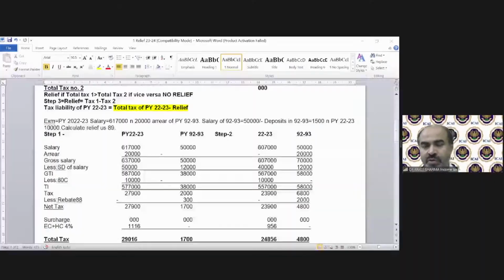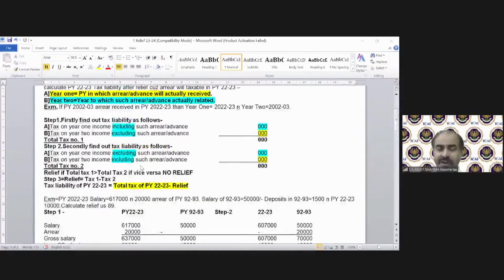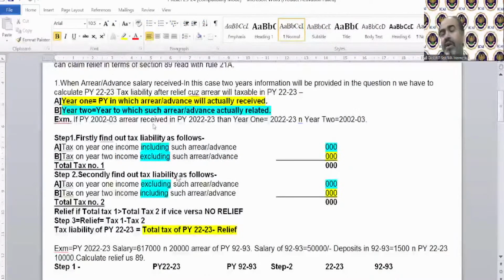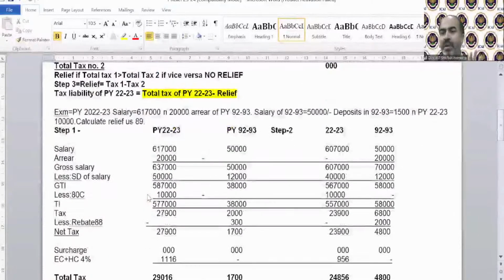Let's move on with the provision. Technically, I just explained it to you. There is no new provision in the relief concept. This is just a calculation. And the calculation says that income which belongs to some preceding year is going to be taxable in the current year. So in step number 1, we need to calculate tax on current year income including that income, and calculate tax on that year's income without including that arrear or advance. And then we need to reverse the process. Let's move on to the example, so that will make you more comfortable with the provision.